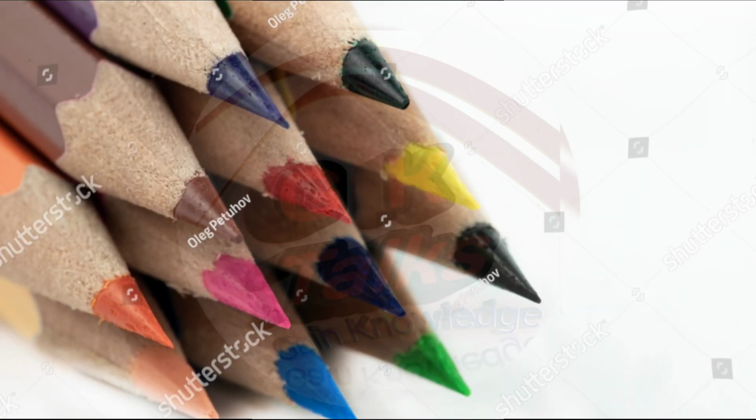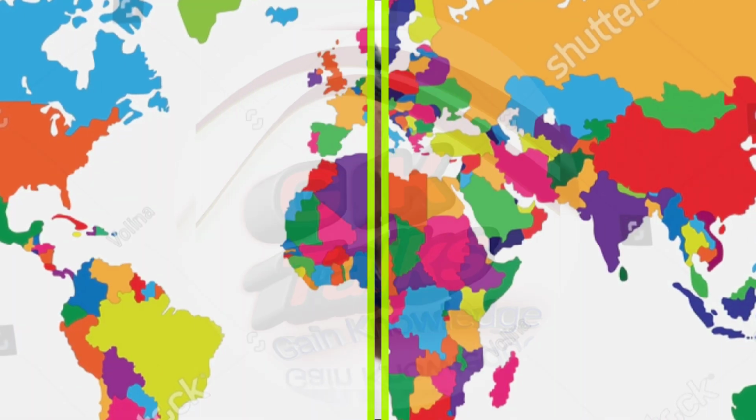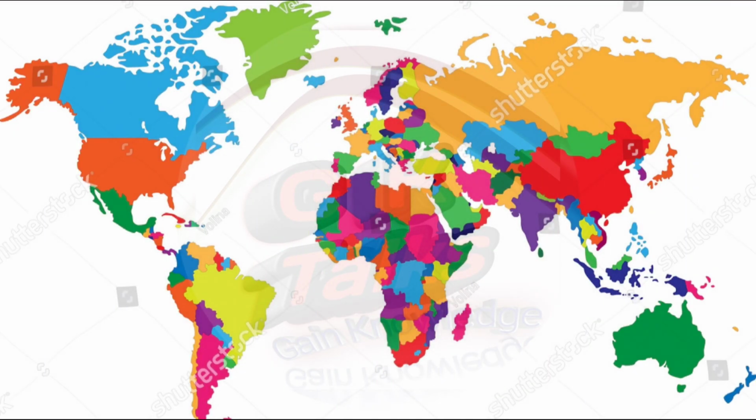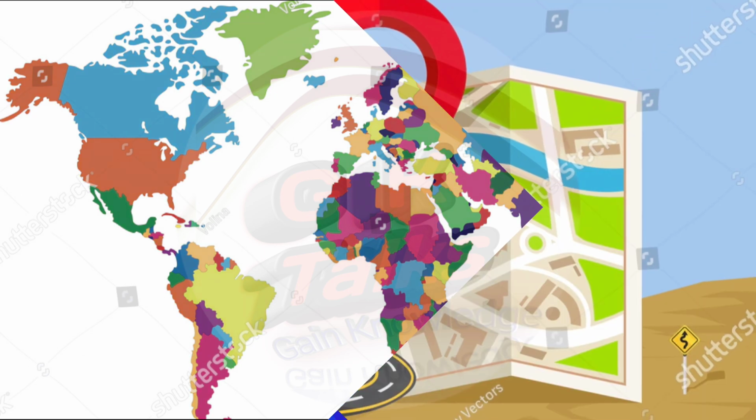Next feature, colors on a map. Different colors are used to show various features and water bodies on a map. Water bodies on a map are shown in blue, plains in green, highlands in yellow or brown, and mountains in dark brown. Ice-covered mountains are colored purple and white.